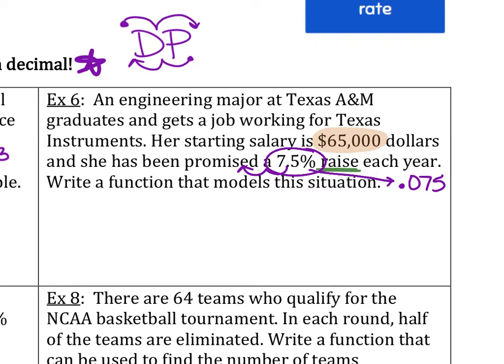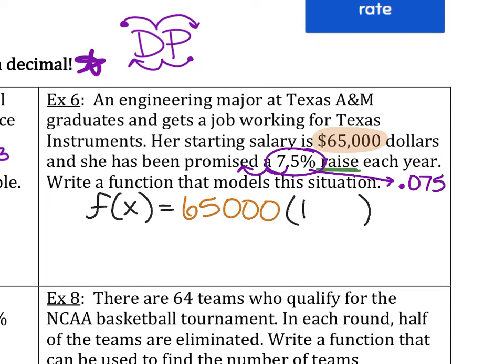Okay, so I'm seeing some really good stuff. Here's what I would have done. I start filling this out. F of x equal to the Y-intercept, $65,000. That's what the starting salary is. The 1 is always there, and then this is going to be plus because it says it's a raise. And then the decimal version of that percentage, always to the x power.